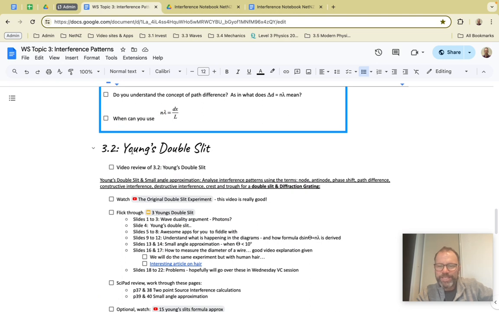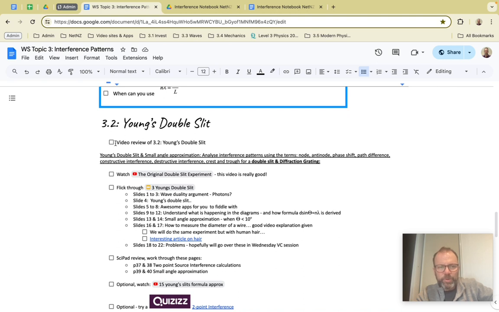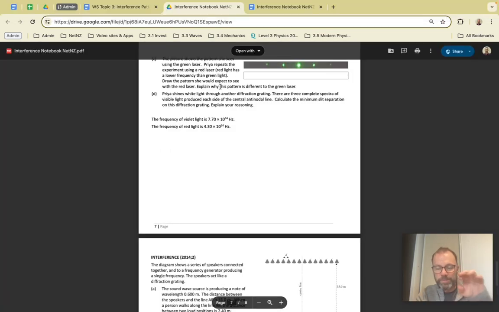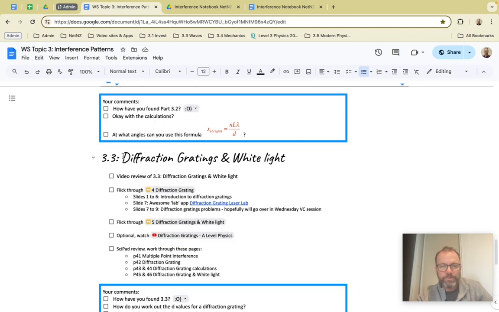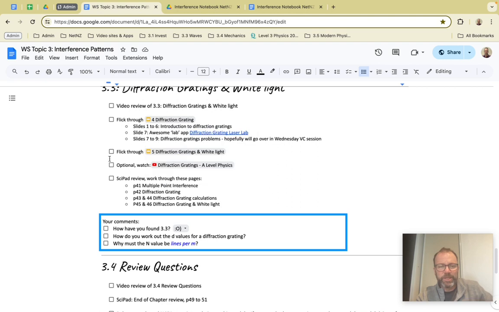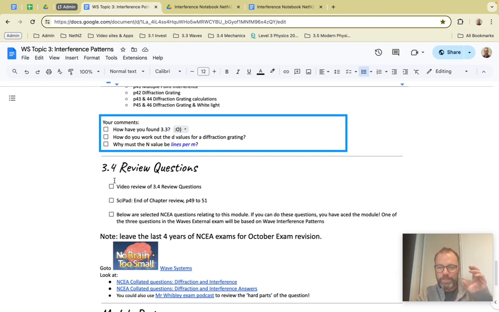The next section is Young's double slit, the historical figure. Don't forget these sub-modules. I do have a more detailed video going into a lot more depth on the theory you need to know. I'll be referring to this booklet in these PowerPoints for you to make your notes on. The last one is diffraction gratings. What are they? If you put white light through a diffraction grating, it's quite interesting. Again, there will be a video explaining these concepts as we go. Lastly, that's it, so it's quite a small topic.